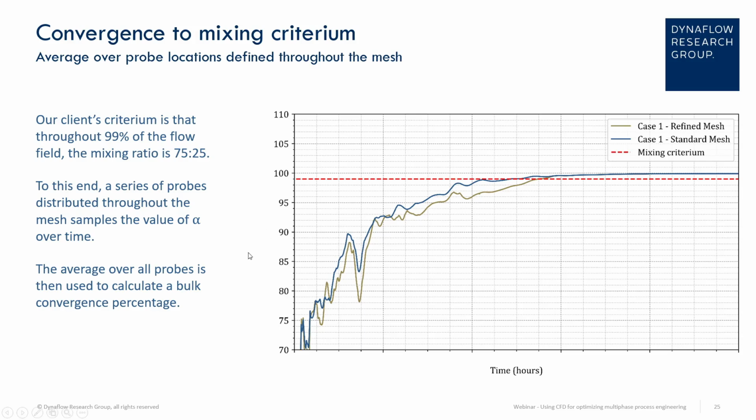In this graph, you see that over time, you steadily converge towards the mixing criterion set by the client. There is no time scale here, but it's important to know that convergence to the mixing criterion is on the order of hours and not days, or also not minutes, right? So this provides the client with a sense of range.